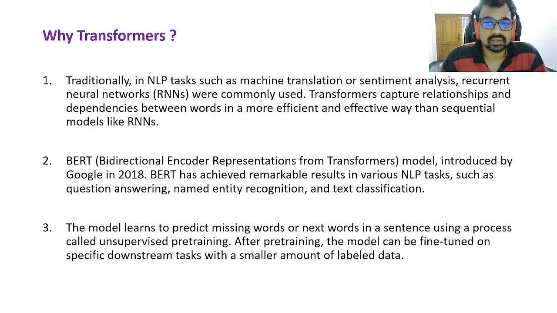Google introduced the first transformer model in 2018, which is BERT, Bidirectional Encoder Representations from Transformers. BERT has achieved remarkable results in various NLP tasks such as question answering, named entity recognition, and text classification. So how does a transformer learn? It learns to predict the missing words or next words in a sentence using a process called unsupervised pre-training. After pre-training, the model can be fine-tuned on a specific downstream task with a smaller amount of labeled data.